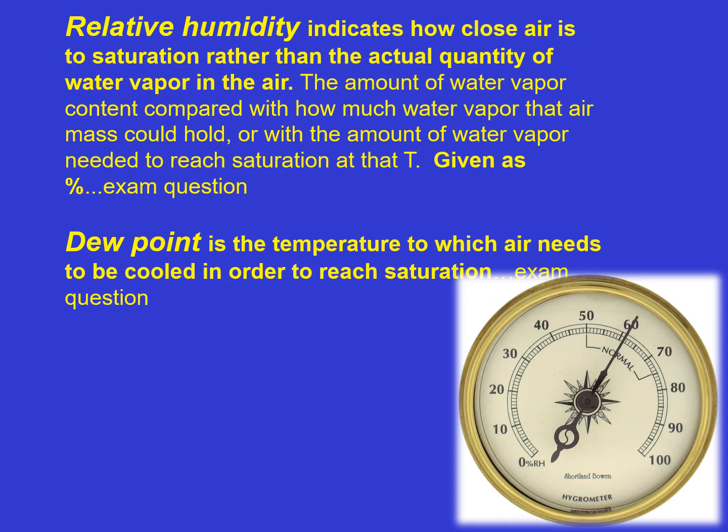And it does make a difference on how the air around us feels. All right, so relative humidity is given as a percentage. If the relative humidity in your area on any given day is 80%, it means that that air mass is holding 80% of the amount of water vapor that it could hold at that given temperature. And that would be a relatively high humidity.